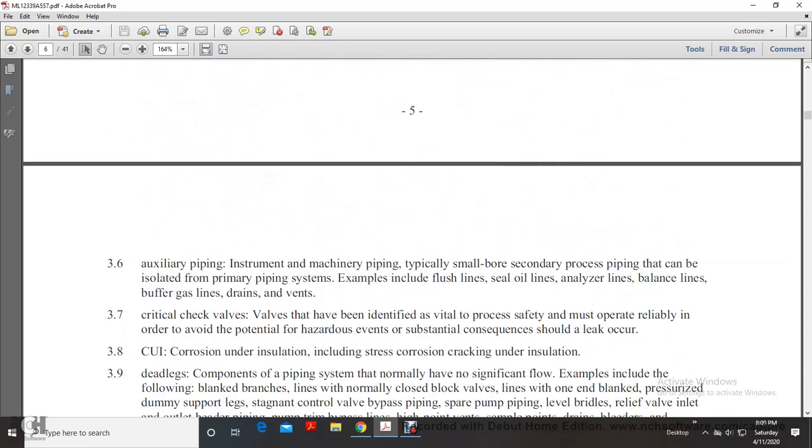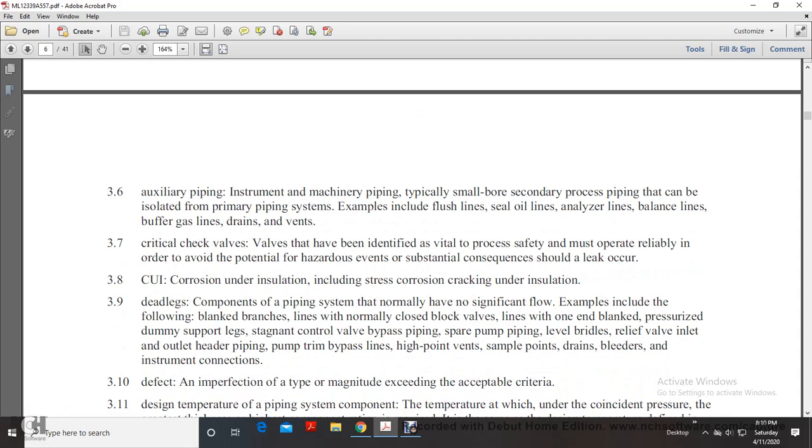Auxiliary piping, such as instrument and machinery piping, is typically small-bore secondary process piping that can be isolated from the primary piping system. Examples include flush lines, seal oil lines, analyzer lines, balance lines, buffer gas lines, drains, and vents. Critical check valves are identified as vital to process safety and must operate reliably in order to avoid potential hazardous events and substantial consequences should a leak occur.